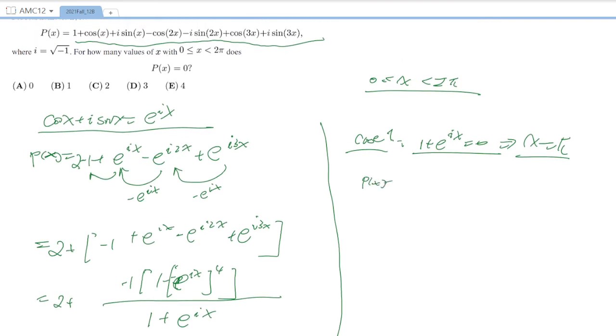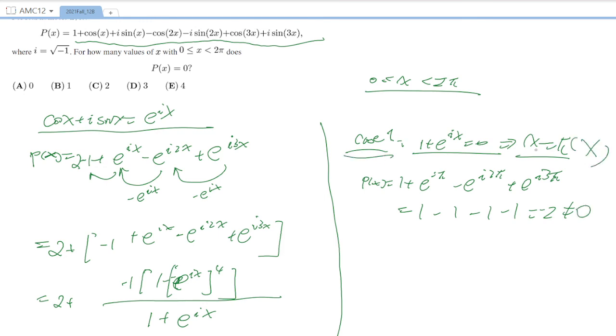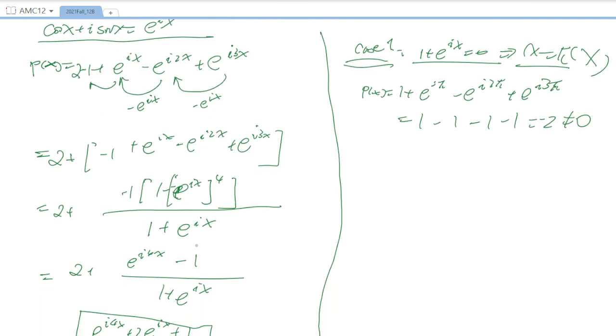So P(x) is equal to 1 plus e^(i pi) minus e^(i 2 pi) plus e^(i 3 pi), which is 1 minus 1 minus 1 minus 1, equal to negative 2, which doesn't equal 0. So we guarantee that e^(i pi) is not a solution. Now the denominator is not 0, right? Now we only want the numerator to be 0.